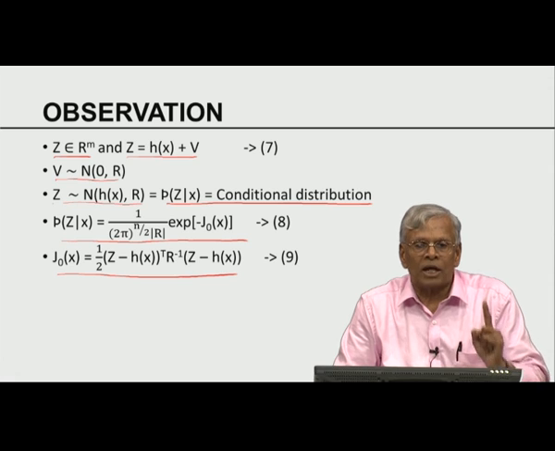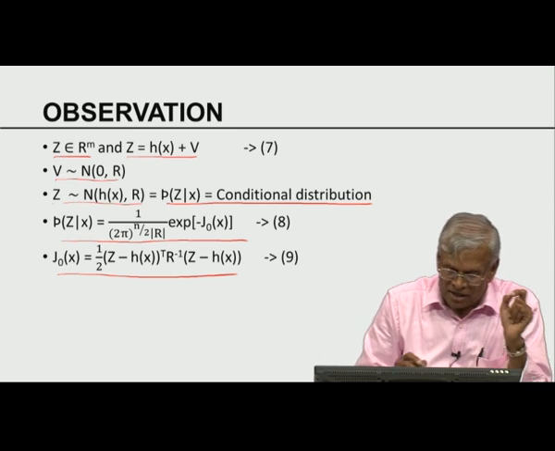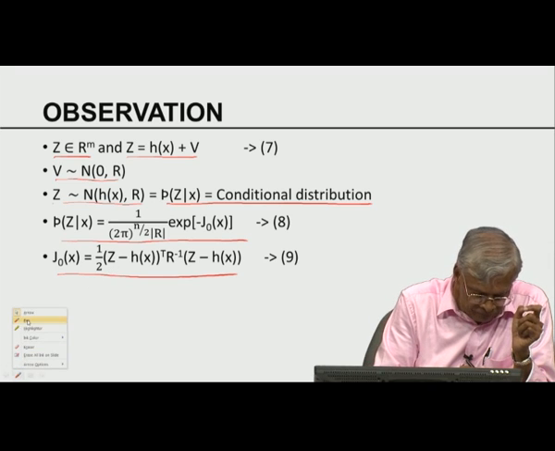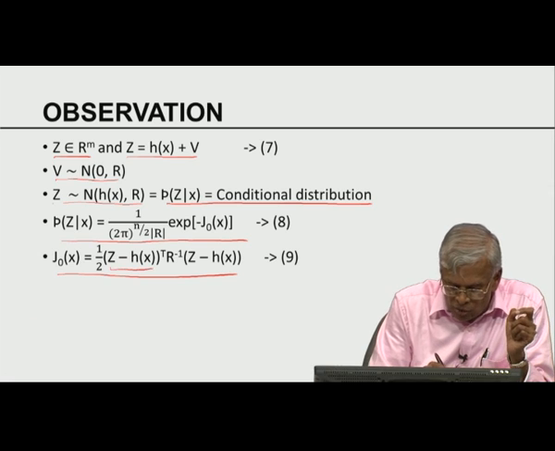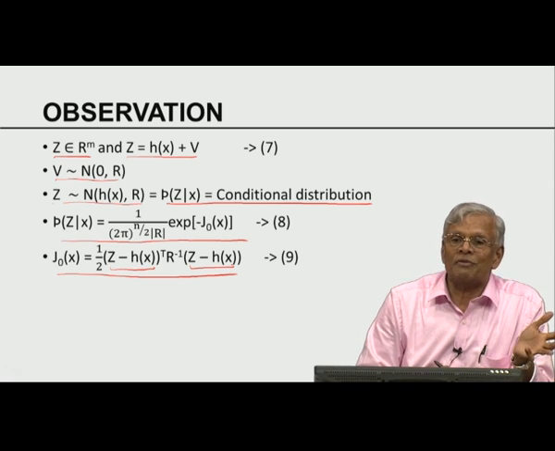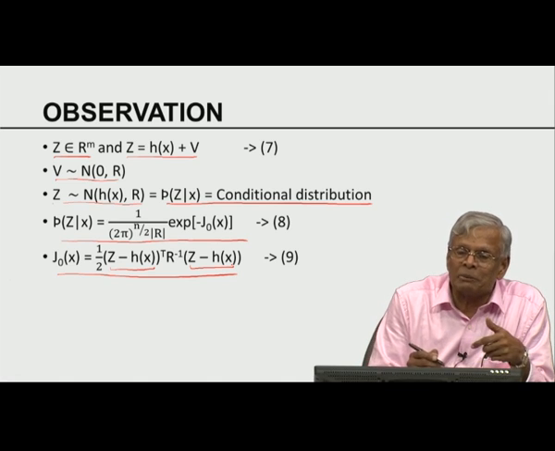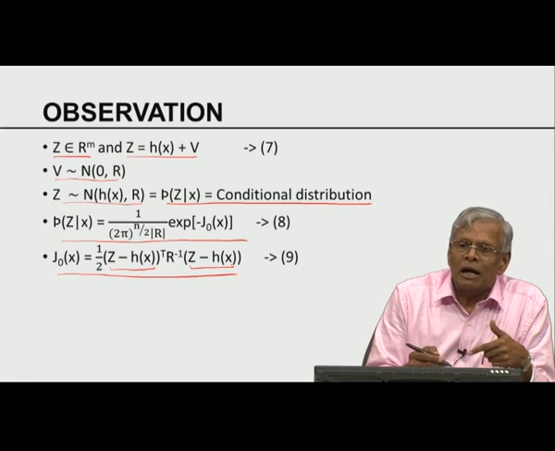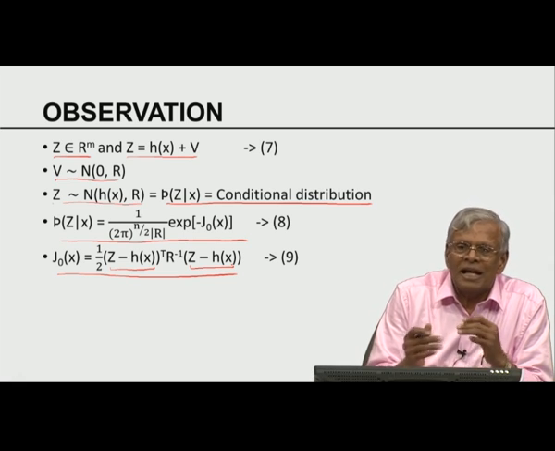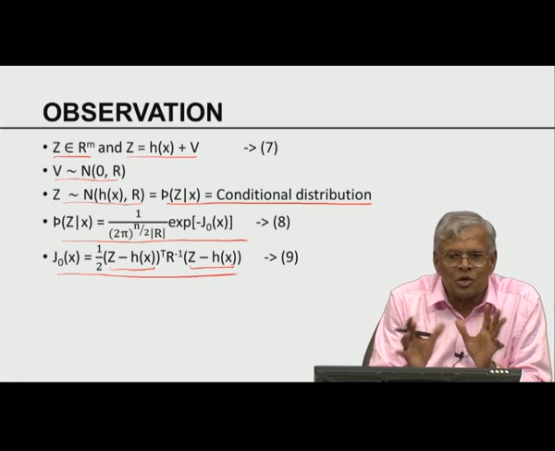JB, B refers to background; JO, O refers to observation. So Z minus H of X, I am sure you will recall, is the residual. So this is essentially the least square criterion we have already used. But we did not say anything about least squares, we simply talked about the exponent of an underlying normal distribution. So I would like you to develop an appreciation: least squares and normality are all intimately associated with each other.